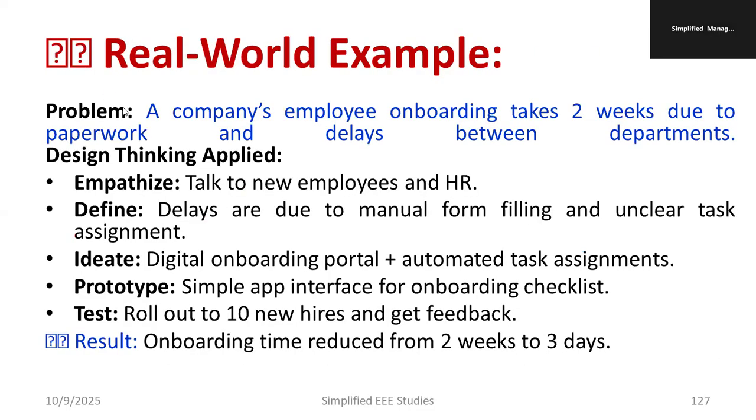Real world example: a company's employee onboarding takes 2 weeks because of paperwork and delays between departments. So what actually happened? Empathize: the higher authority started talking with the employees and with the HRs. Then later they go for the define stage. The delays are due to manual form filling and unclear task assignment. That's why so much delay happened.